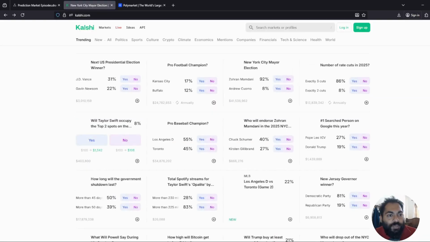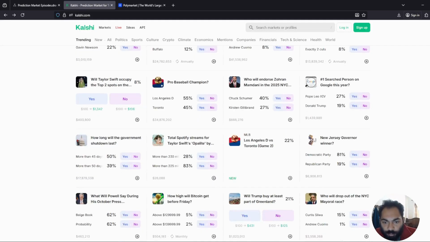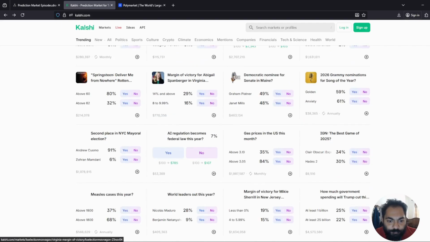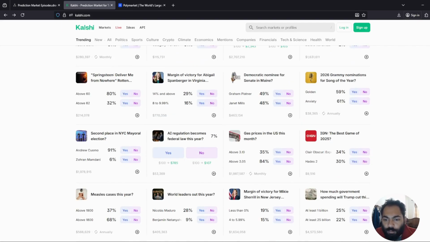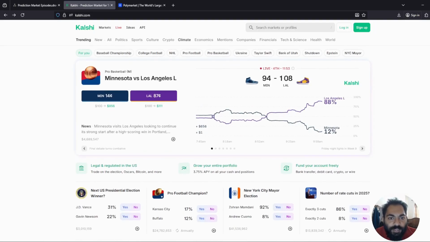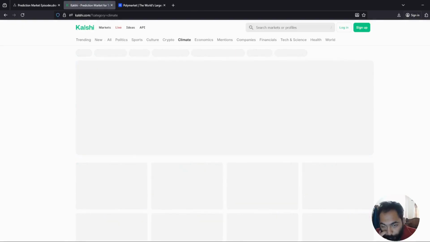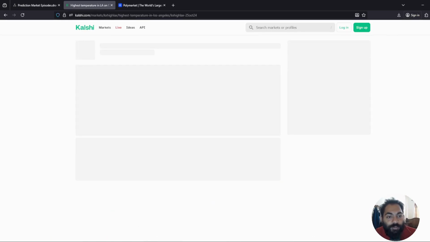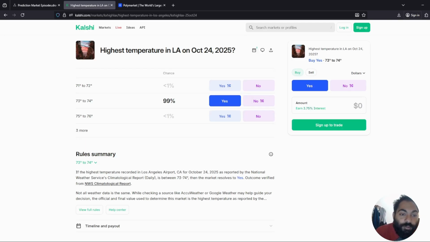I'll give you a very easy one, where we just go to, let's say, climate. Climate is a really good indicator for historical markets and everything. Highest temperature in LA on October 24, 2025. Probably there's been a historical market about October 23rd, 2025.